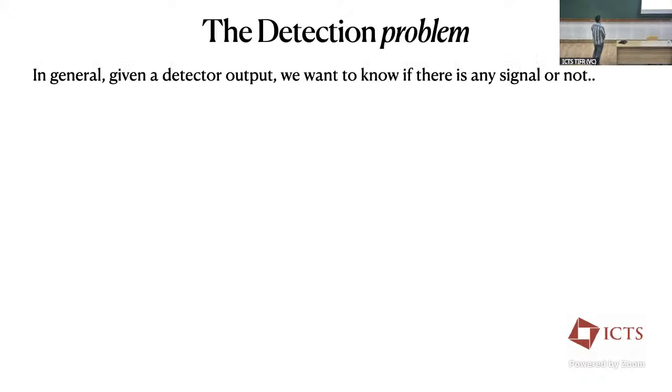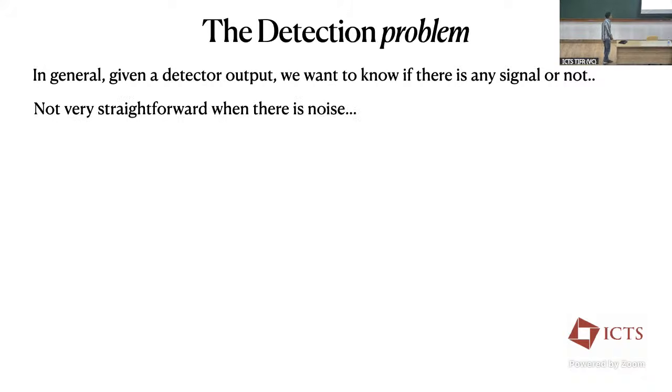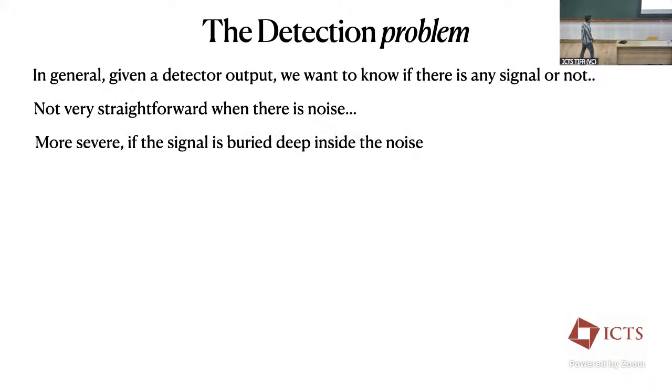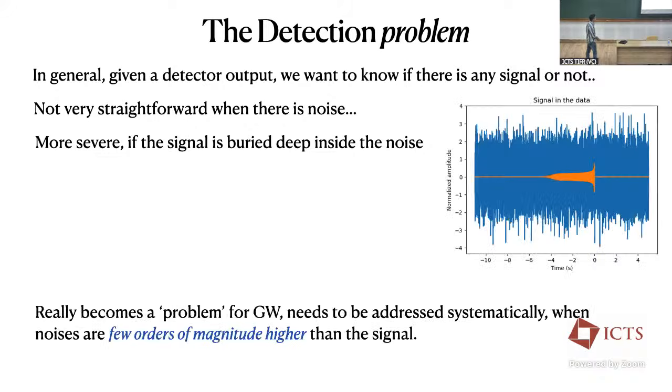So what is the detection problem? In general, if we have a detector, we just want to know whether we have detected any signal or there is only noise. This seems trivial when the noise amplitudes are subdominant compared to the signal present. But it's not very straightforward when they are comparable, and in our case it becomes more severe because the noise has orders of magnitude higher amplitude than the signal, and the signal is buried deep inside the noise, just like we have seen.